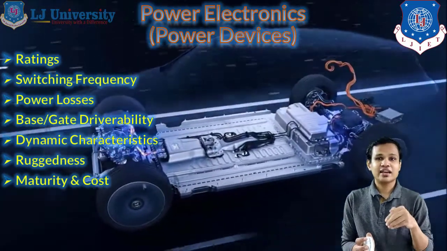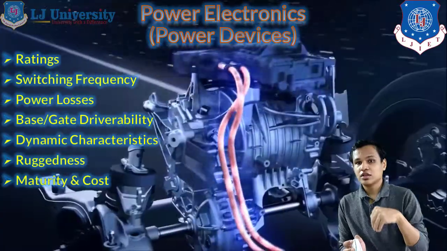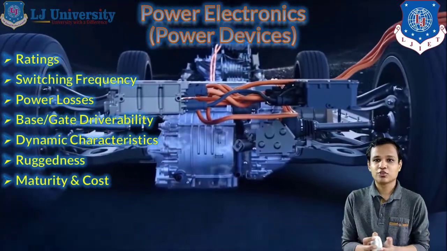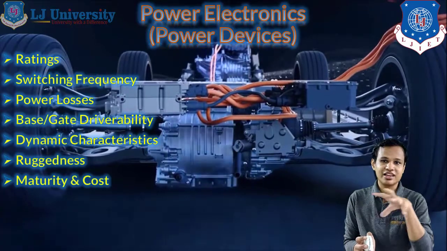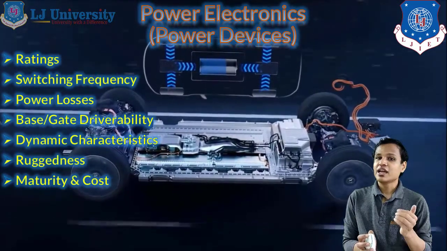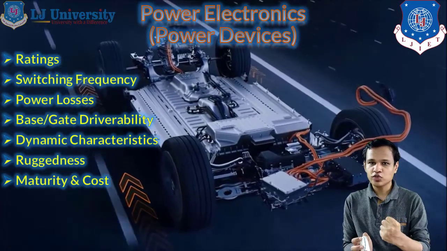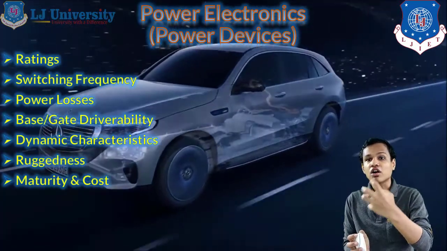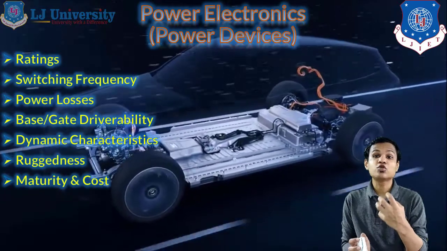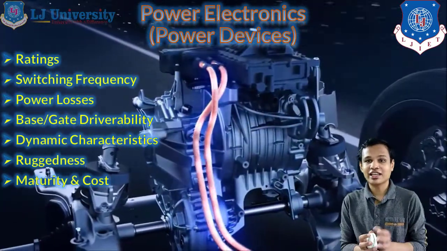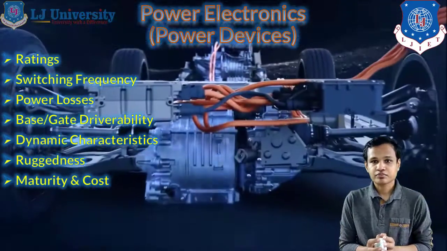And at the end, the maturity and cost. The cost, as we all know, should be as low as possible. The cost is a somewhat higher factor right now. And the maturity means that for the power electronics that we are using, we should have all the knowledge about it and how it is going to work if we use that particular power electronics in our vehicle.